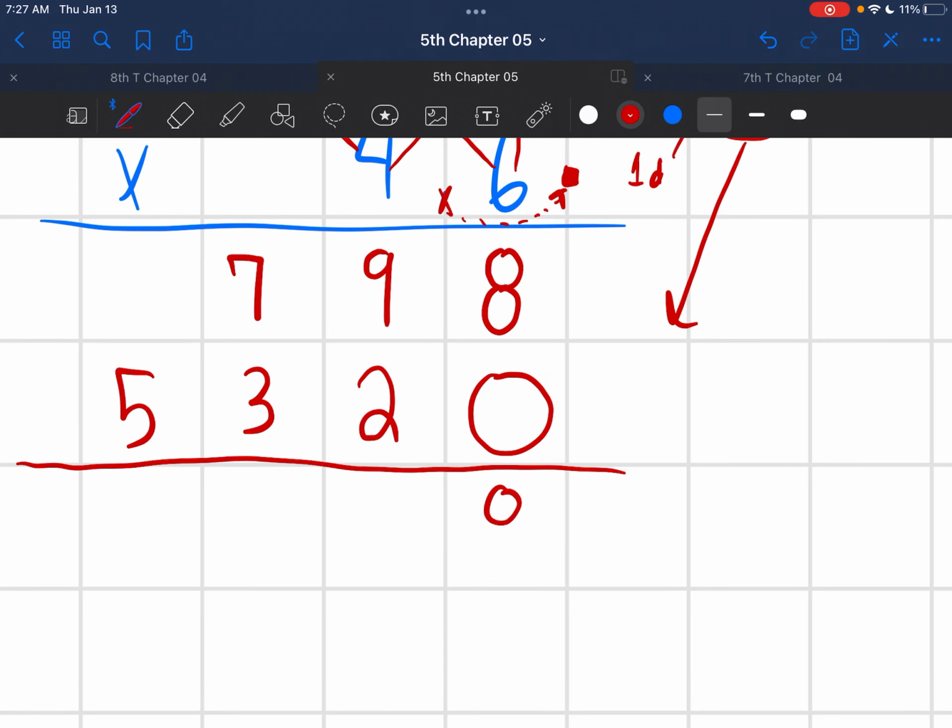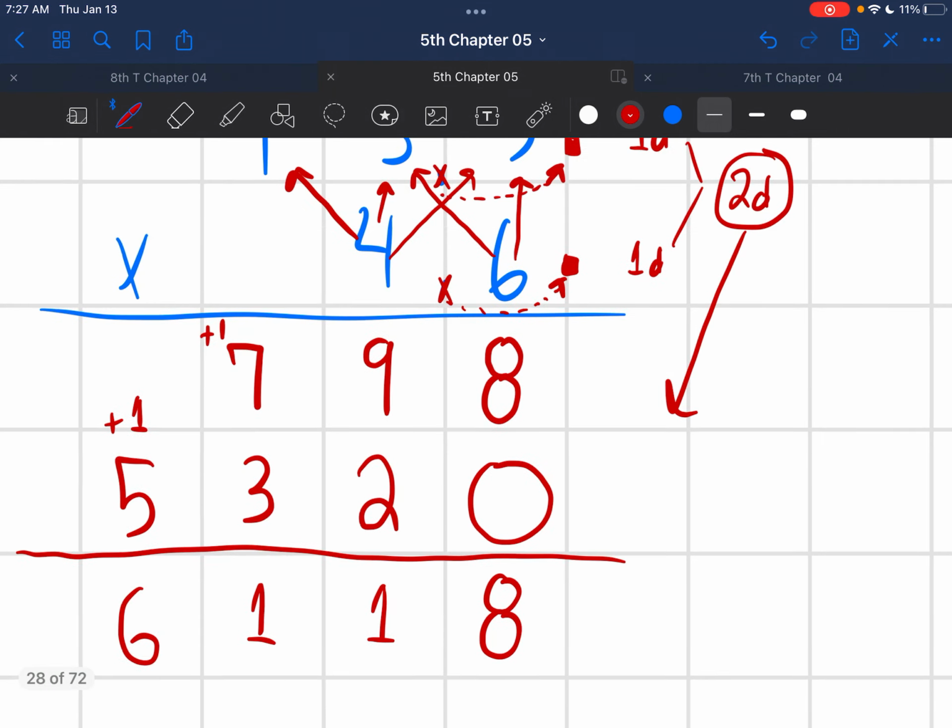8 plus 0 is 8. 9 plus 2 is 11. Don't forget to carry the 1. Let's do 7 plus 3 first. That's 10 plus 1 is 11. Carry the 1. And then 1 plus 5 is 6.